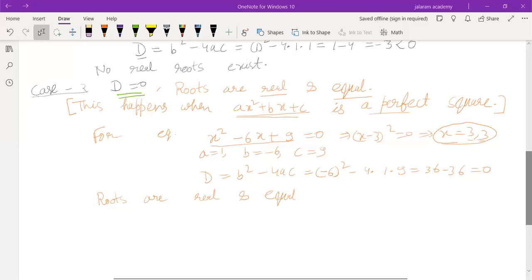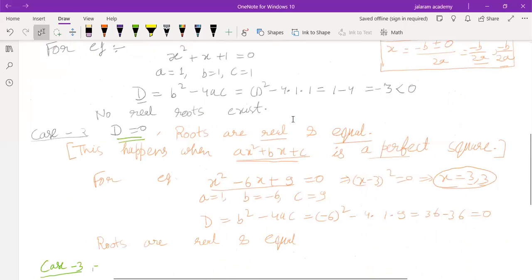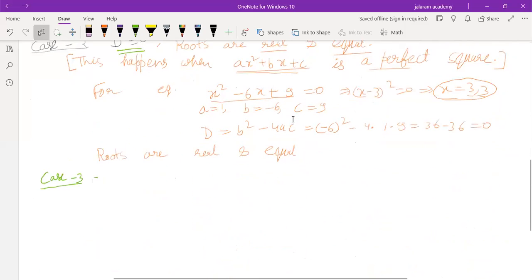Okay, everyone. So now we will discuss case 3. As you all must have one question in your mind. First is discriminant less than 0. Second is discriminant equals 0. Actually, you all have the answer to this question. What must be the case 3? Yes, it is discriminant greater than 0.